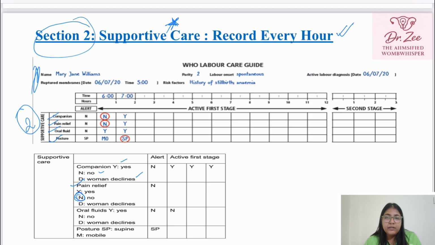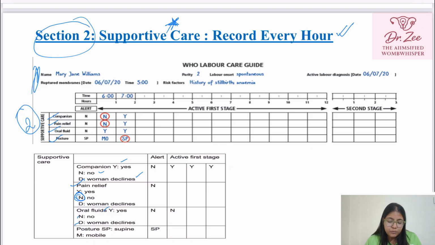Again, oral fluid. Most of the time patients don't understand whether they should be taking something or not, and doctors and nurses don't tell them clearly. But we should always tell the patient to take adequate fluid, semi-solid diet, liquid diet, whatever is allowed as per the status of the patient, but she should not be taking nothing. She should be taking adequate fluids. Similarly, yes, no, patient declines.